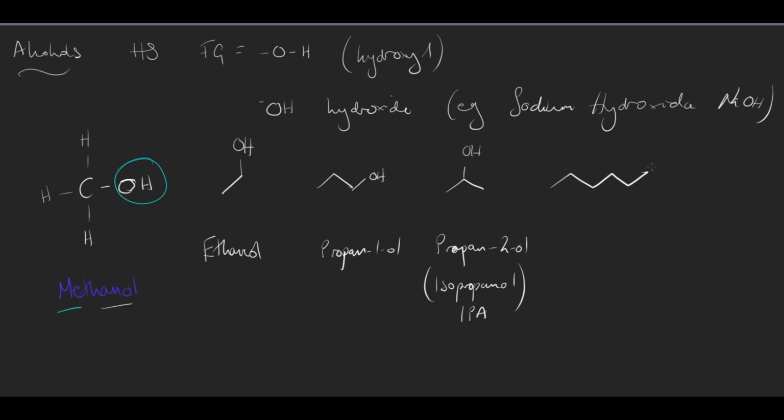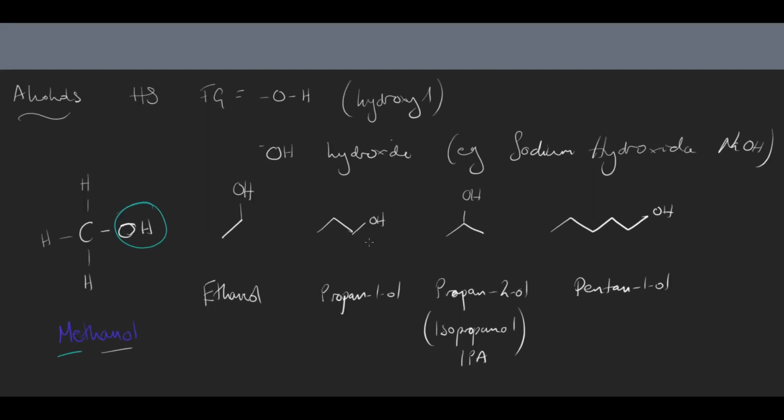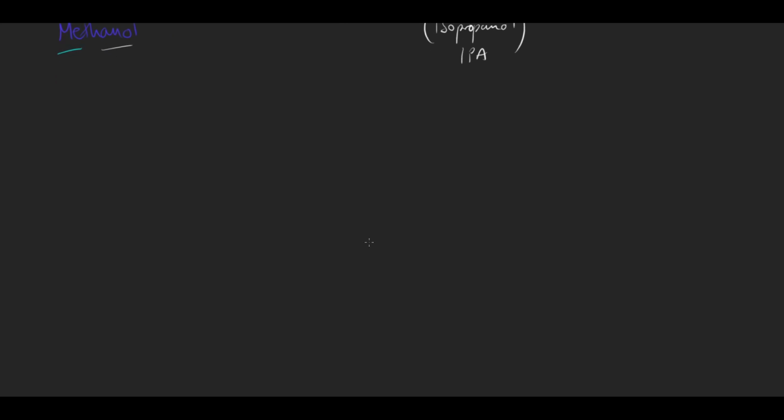So I could have this, which is pentanol, pentan-1-ol, if we're giving it its full name, and so on and so forth. So these are alcohols. And we're going to look at a few different parts of their production, how they are oxidized, so some of the reactions that you can do with them, and some elimination reactions to give you alkenes.